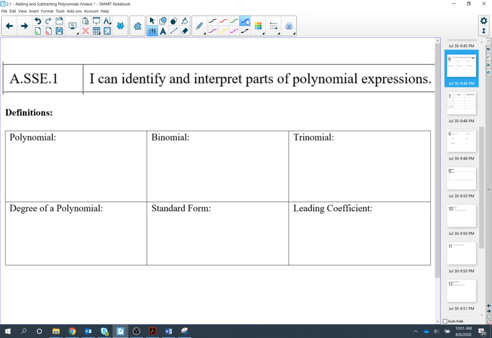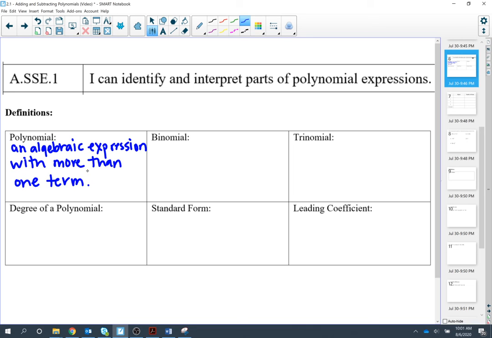A polynomial is an algebraic expression with more than one term. Okay, so it could have 2 terms, 3 terms, 4 terms. Eventually we're going to identify what a term is, and terms are the things that are separated by the pluses or minuses. So you're going to have a grouping of numbers and letters, and then a plus or a minus, and then another grouping of numbers and letters.